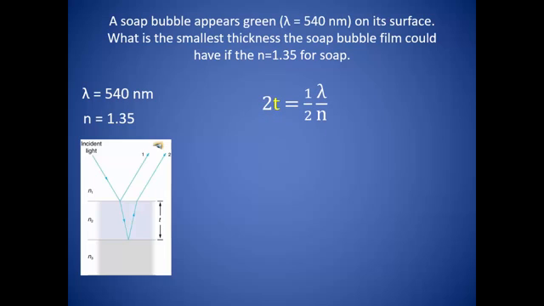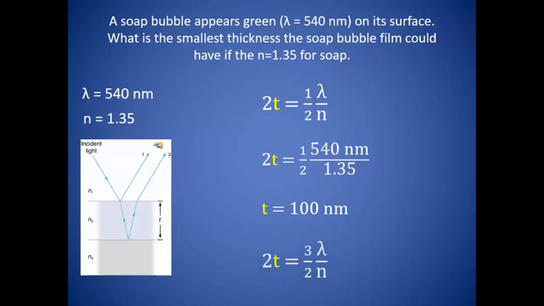So the phase change at only one surface means that in order to have constructive interference, the minimum path difference is 1/2 of the wavelength inside the soap. Plug in the numbers that we know, and we find the minimum distance is 100 nanometers. So this is the smallest thickness our soap bubble can possibly be in order to show bright green light on its surface.